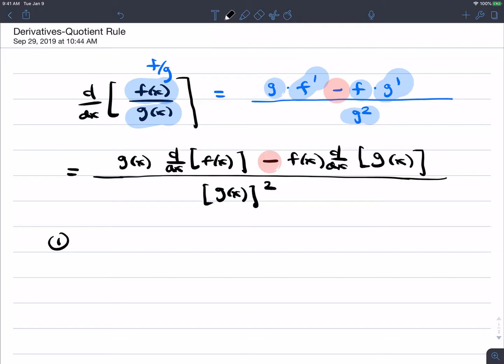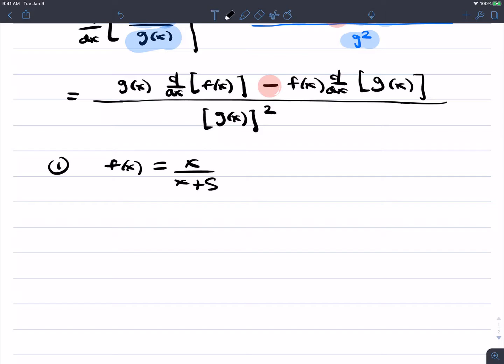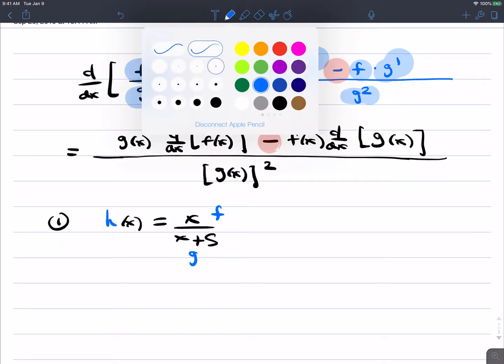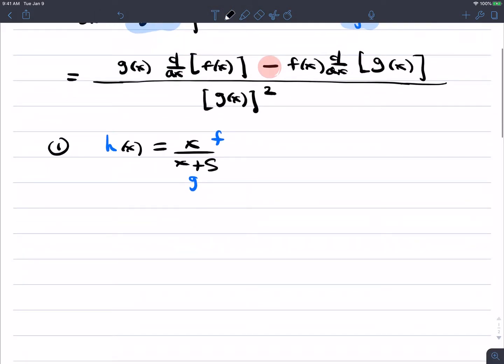They give us a function f, which is x over x plus 5. Now, this is a different f again. Okay? This is the f in our quotient rule. This is the g in our quotient rule. So call that h if you like. And again, we can write this all in operator notation, meaning we can say the derivative of x over x plus 5.